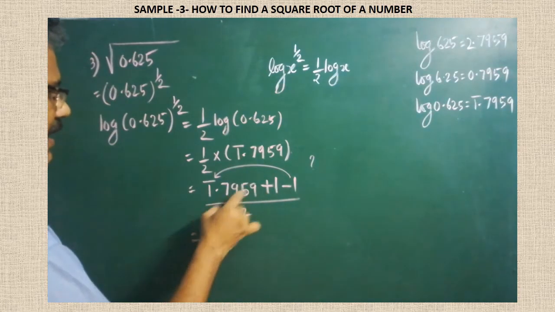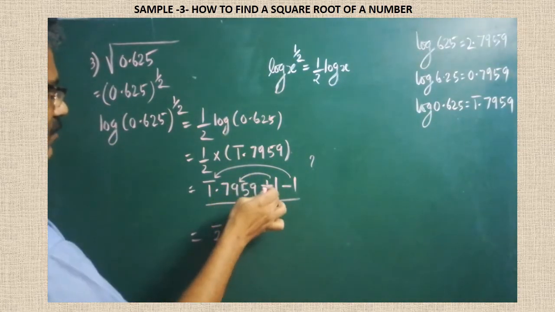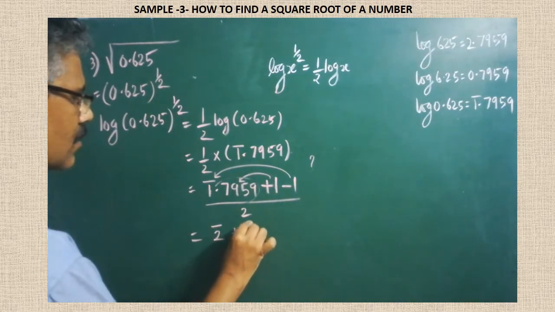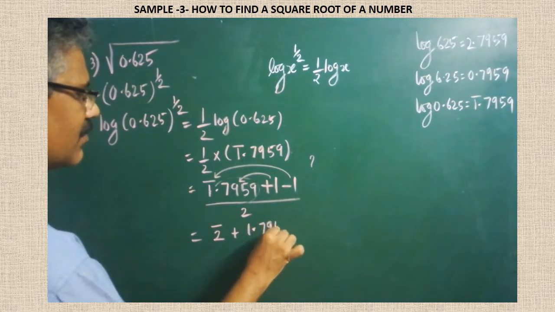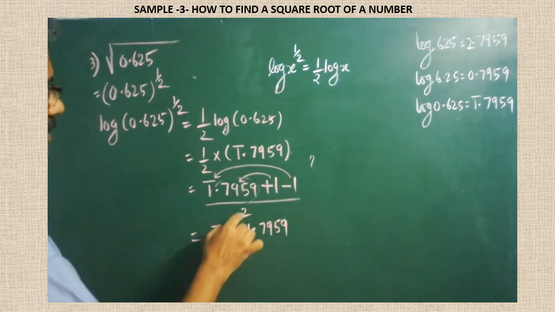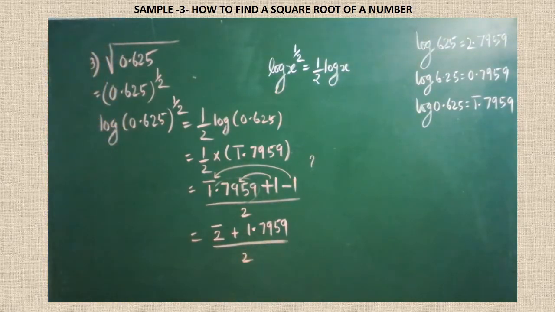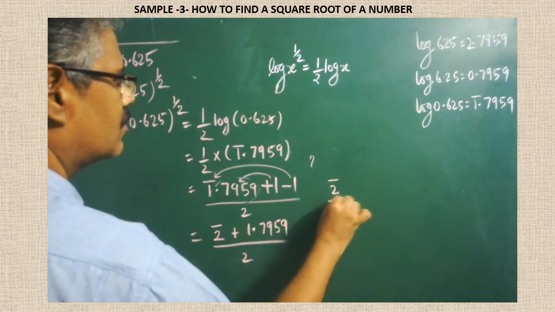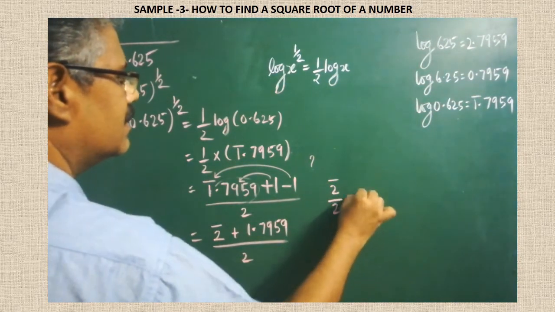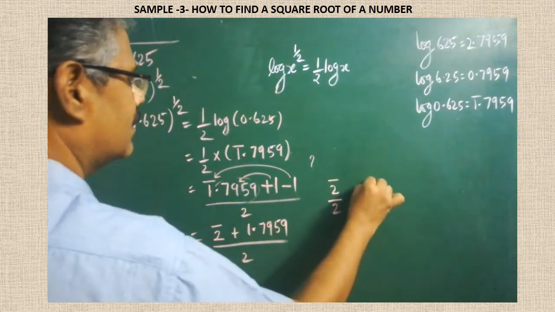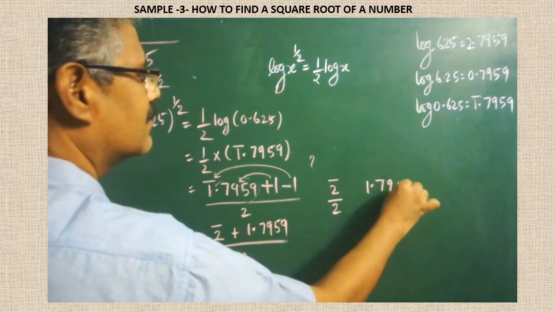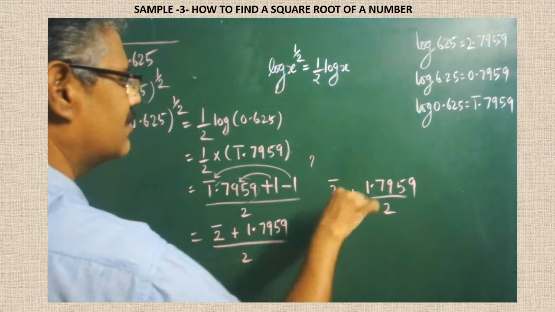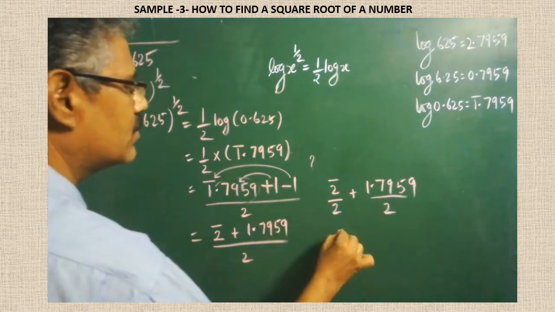This 1 can be added with this number. Follow the steps very keenly. This 1 must be added with this number, this part. After adding, you will get 1.7959 can be written. Are you clear? The whole thing is to be divided by 2. You split the factors, later you find out. Bar 2 divided by 2. Here this factor should be calculated separately. 1.7959 divided by 2. Are you clear? Simply you write the plus sign, later I will change. Now bar 2 divided by 2 is bar 1.